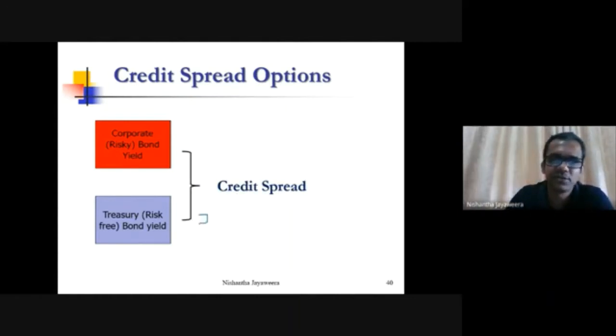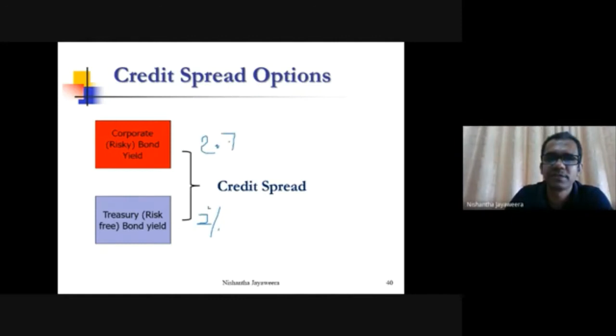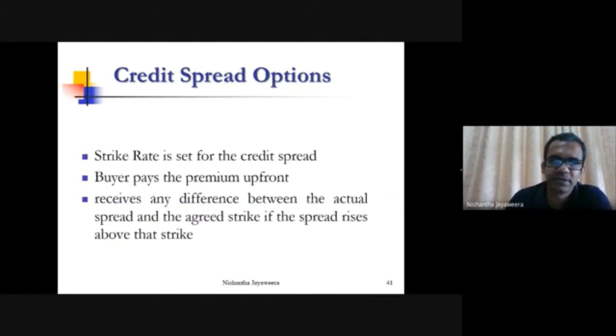So this may be 2%. This may be 2.75%. Then the credit spread is 0.75%. That's the definition of credit spread.